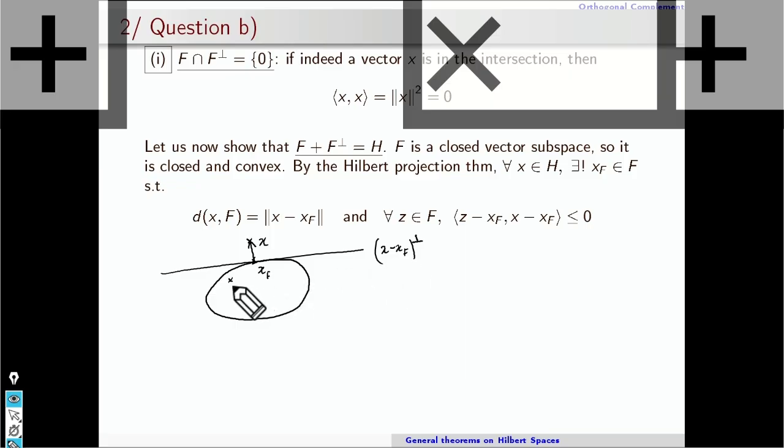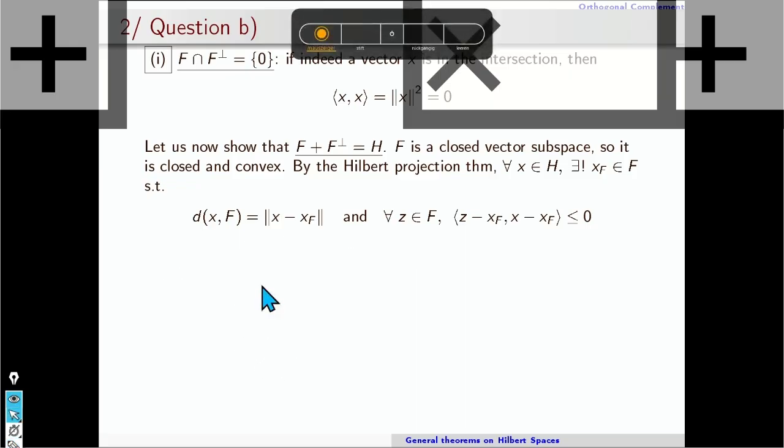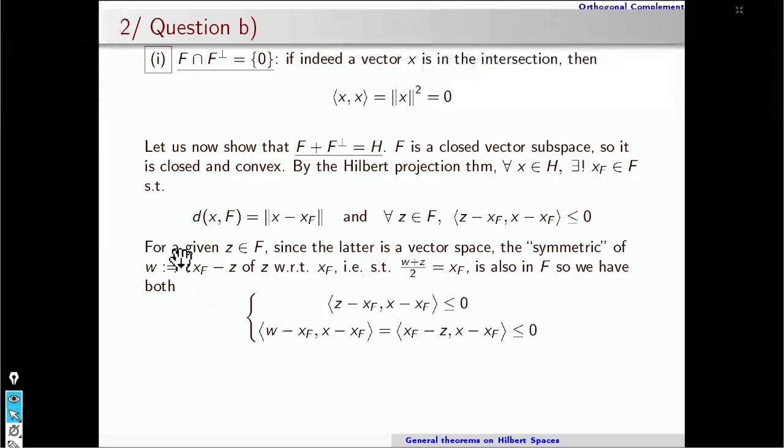So by absurd, if we do have an element z in F that is not in the hyperplane, then xF is also an element in F, so this difference is in F. If I add it again, I obtain that this vector w is also in F, but we see here that the inner product is not negative. Here it was negative. So let us write this more explicitly. We define w as the symmetric of z with respect to xF. It means that xF is in the middle.